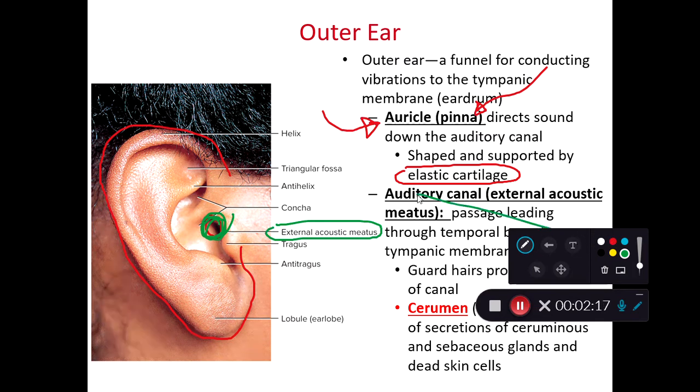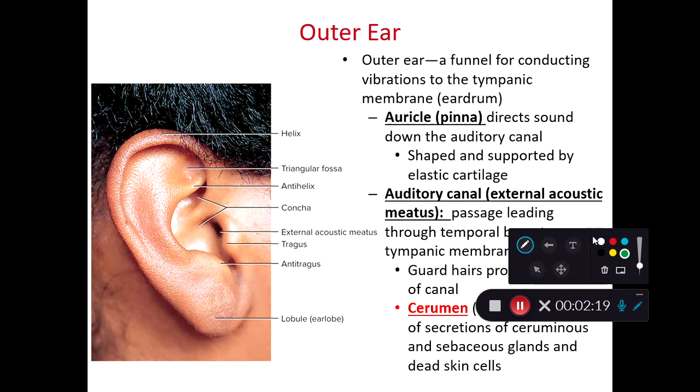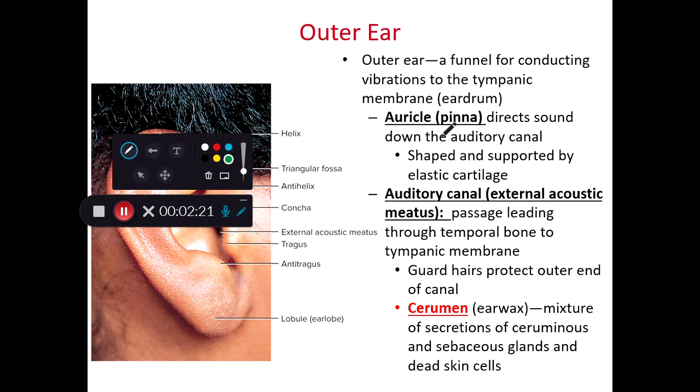As we look at the external acoustic meatus, also referred to as the auditory canal, it's going to take compression waves, or sound waves, and send them down into the middle ear. We have guard hairs in our ears, and as we age, these guard hairs unfortunately get larger and larger. I'm starting to get to an age where I need to keep them in check so they don't stick out of my ears too far.